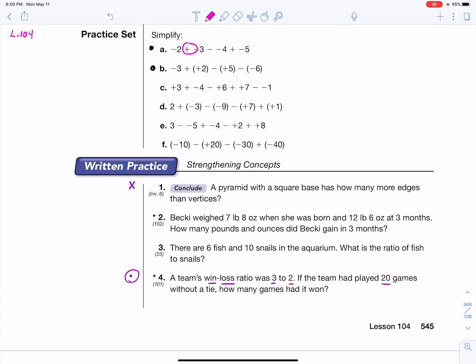This is lesson 104. We're going to look at A and B. On A, you can see I've already circled the section between the 2 and the 3. And I need to write that just as one operation.